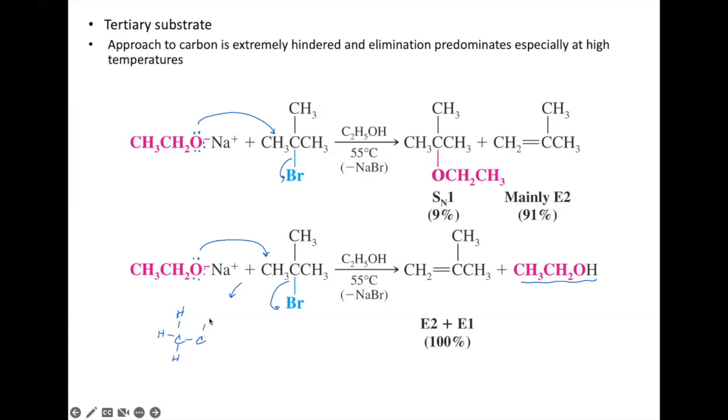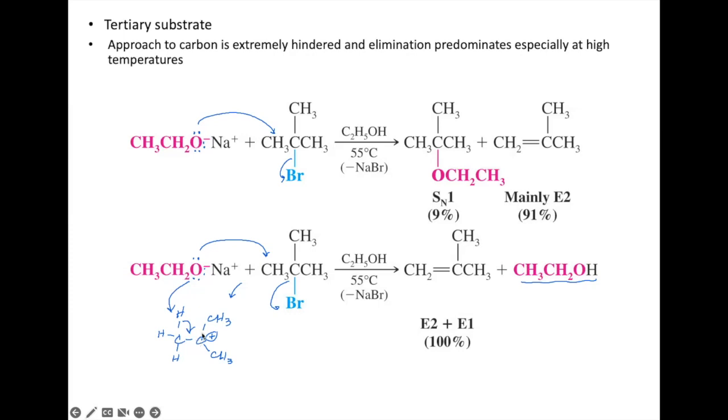Para mapakita lang yung formation nitong alcohol. Ayan. Diba? So that is the first step, removal of the leaving group. You form the carbocation, and then this will act as a base. Abstract that. Magiging ganun.